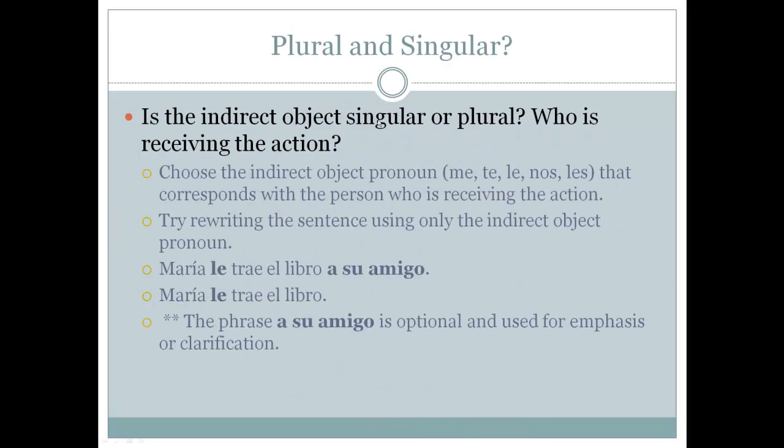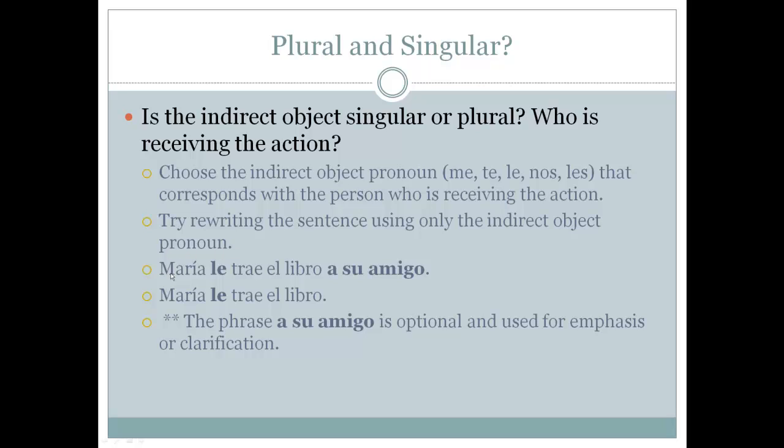Is the indirect object singular or plural? Who's receiving the action? Choose the indirect object pronoun: me, te, le, nos, les corresponds with the person who's receiving the action. Try rewriting the sentence using only the indirect object pronoun.